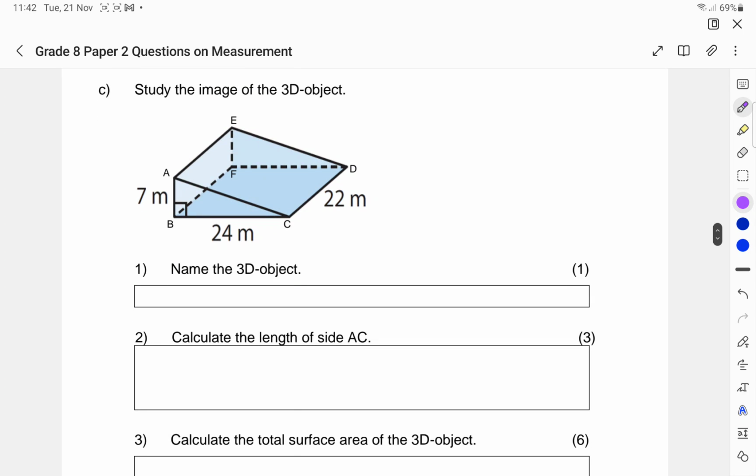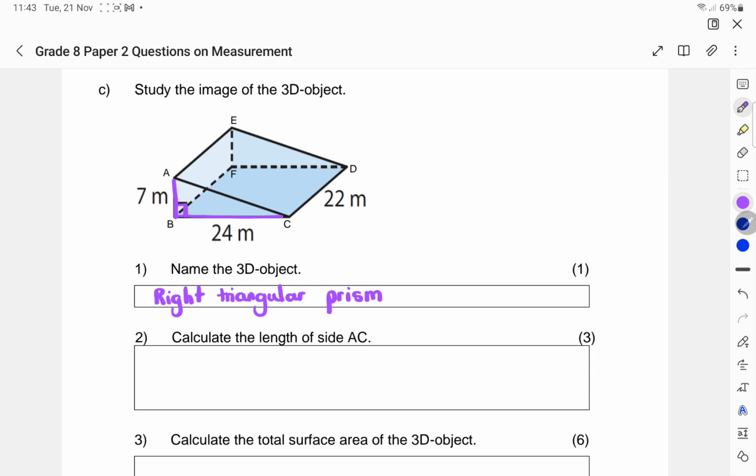Study the image of the 3D object. And the first question is, name the 3D object. And hopefully you could see that it is a right triangular prism. Okay, I can't remember now if you told me it's a triangular prism. I think I also just gave you the answer or the mark, sorry. But very important, this one is a right triangular prism.